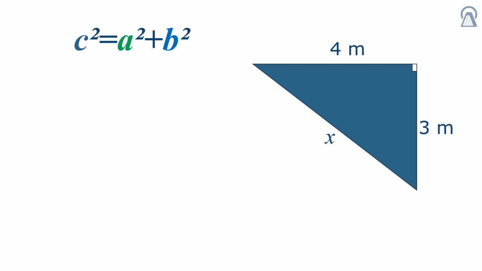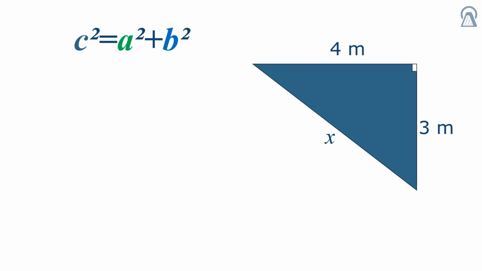Let's see Pythagoras in action. Let's work our way through a really quick example. So imagine you've got a right-angled triangle like the one on the screen, where one side is 3 meters and the other is 4 meters. Okay, and we want to find out how long the hypotenuse of this triangle would be.